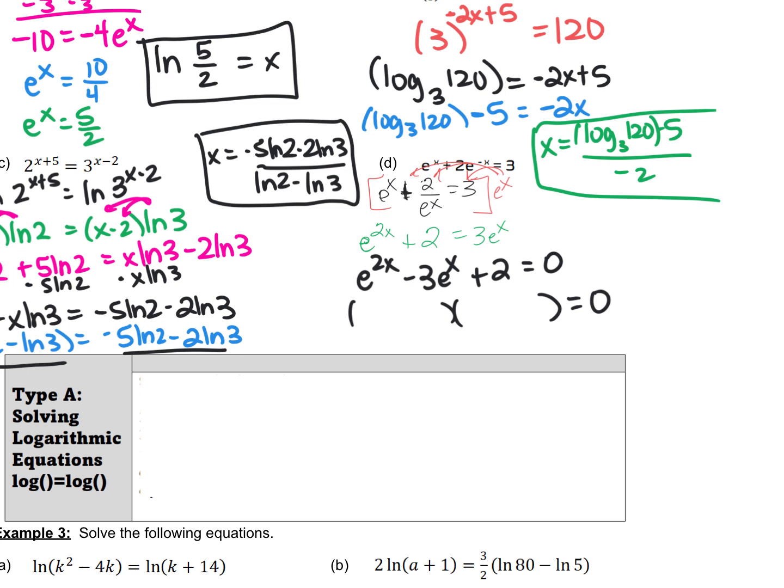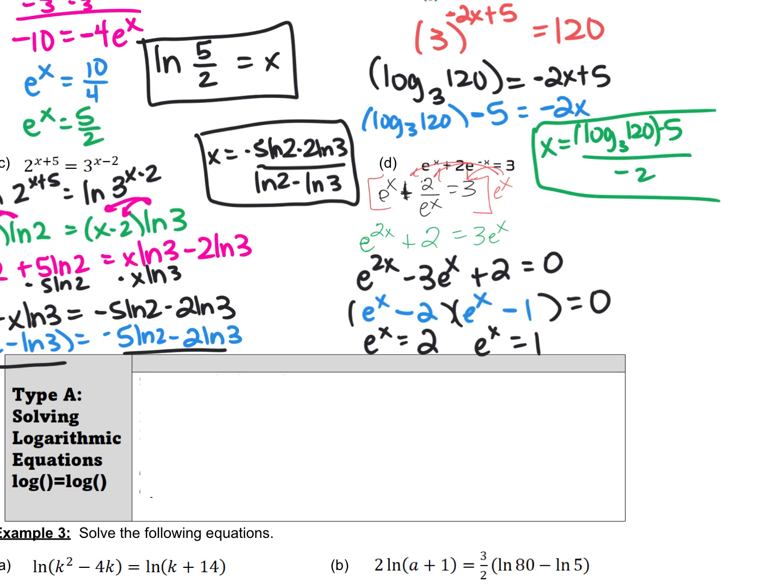It's a trinomial. The first term in each parenthesis has to match. So if I got e to the 2x, what did I really multiply? e to the x and e to the x. Because it's a trinomial, it's got to multiply to 2 and add to negative 3 for that middle term. So what would I get? Minus 2 and minus 1. So using the zero product property, e to the x would equal 2, and e to the x would equal 1.